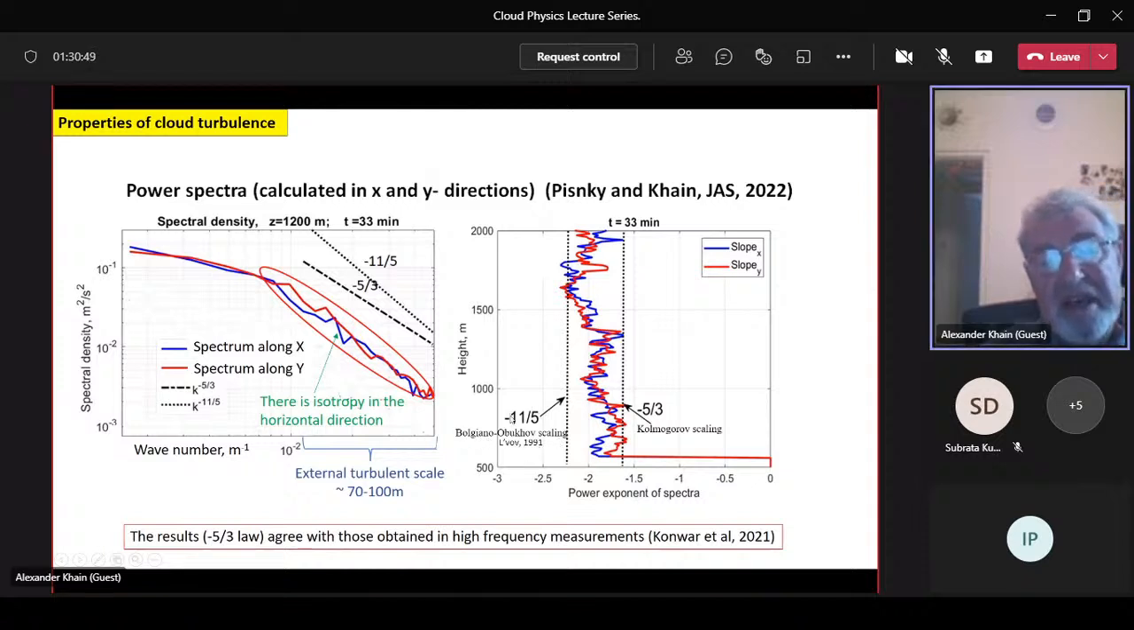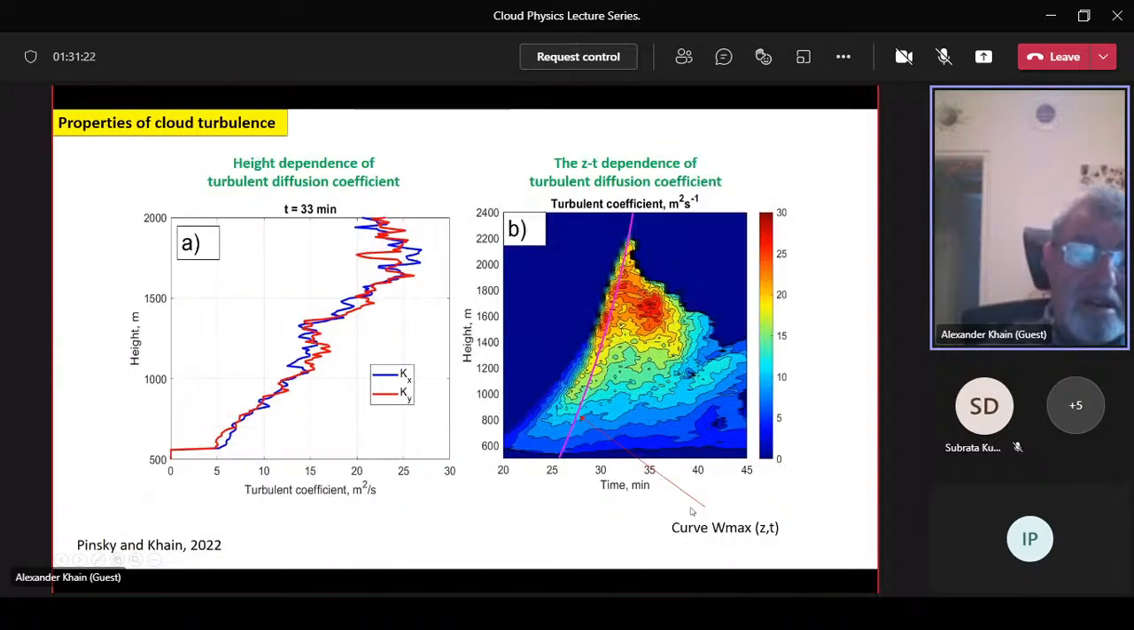Bolgiano-Obukhov scaling, and it is observed when the buoyancy force plays a very important role. Okay, and our results agree with those obtained in high frequency measurements in this study, Conver and Tor, 2021.